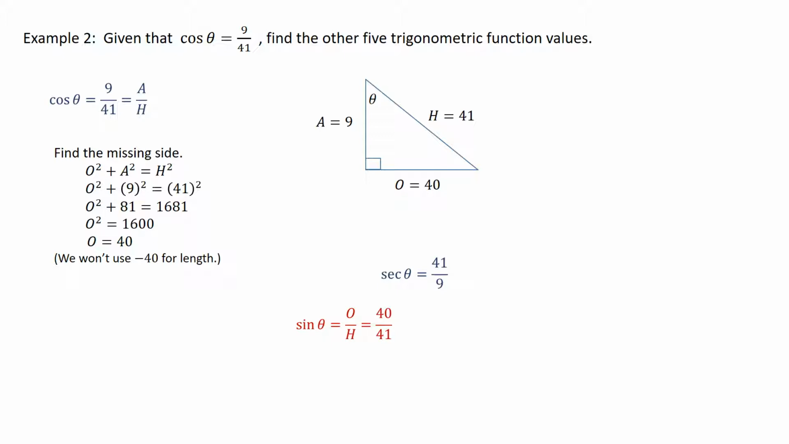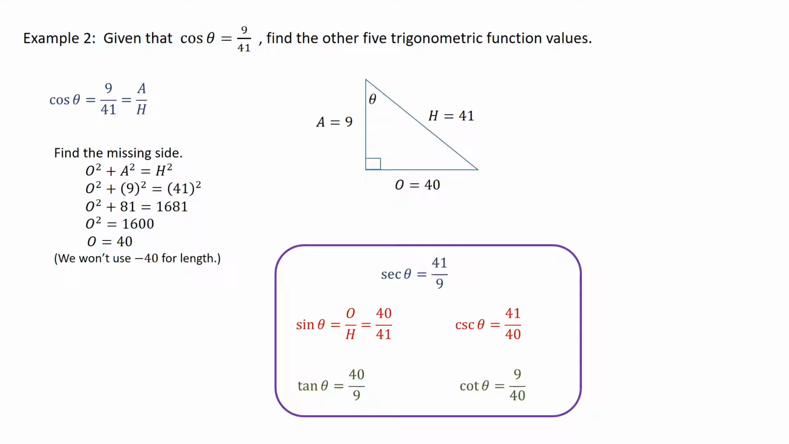Sine theta is opposite over hypotenuse, or 40 over 41. Its reciprocal function is cosecant theta, so I just flip that over. So cosecant theta is 41 over 40. Tangent theta is opposite over adjacent. So the opposite side of theta is 40. The adjacent side is 9. So tangent theta is 40 over 9, which makes cotangent theta 9 over 40. So that is my answer.